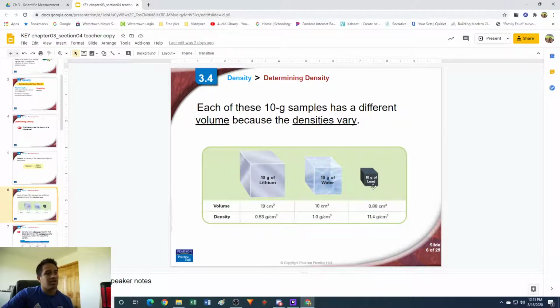Versus a 10-gram cube of lead. Lead is a very, very dense material, has a density of 11.4 grams per cubic centimeter. So this 10-gram cube of lead would be much, much smaller because the particles are very, very tightly packed together and therefore it has a very high density.